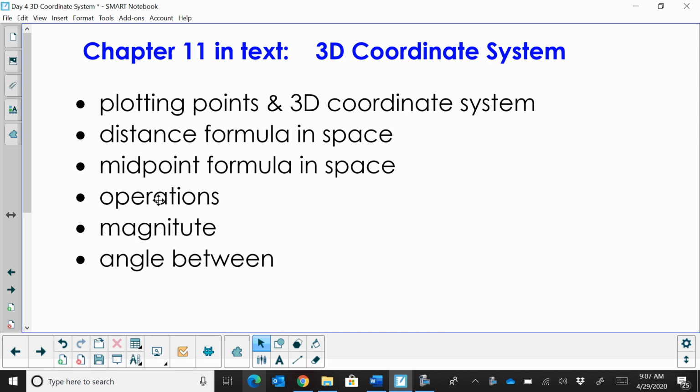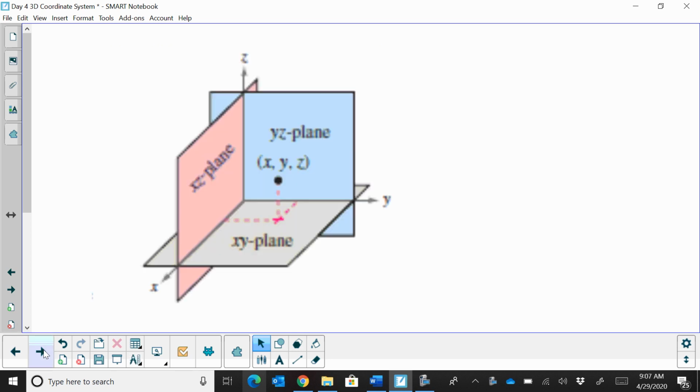So we're going to learn how to plot points in 3D. We're going to talk about the distance and the midpoint formula and how we can use that with spheres. Then the last portion, there's a second video on operations, magnitude, and the angle between two vectors. So this is in the vector unit.